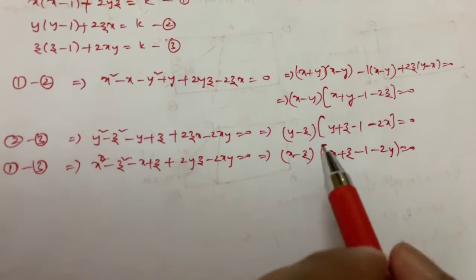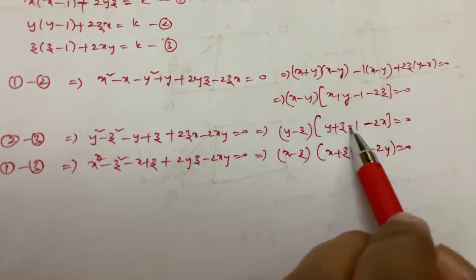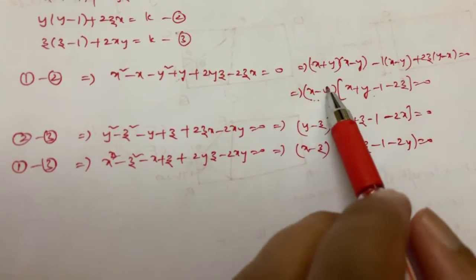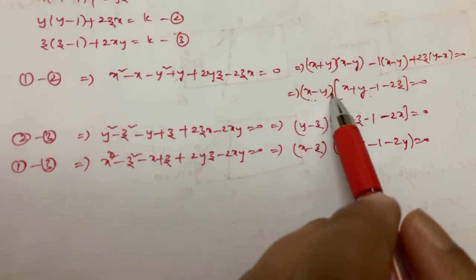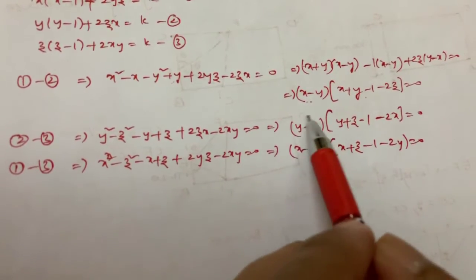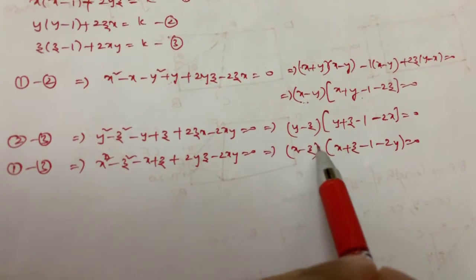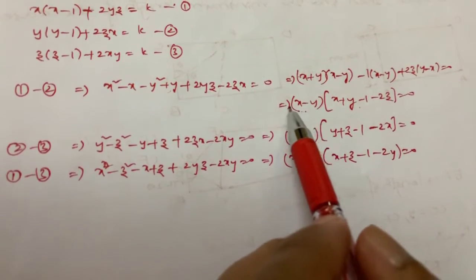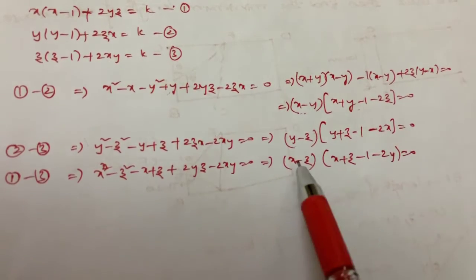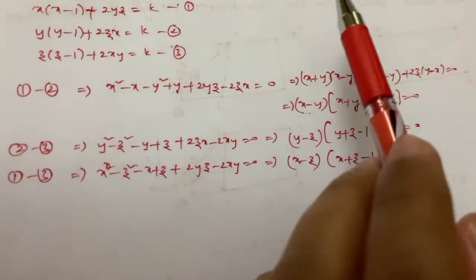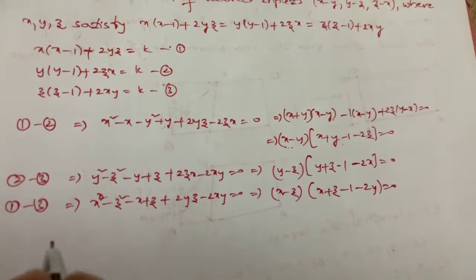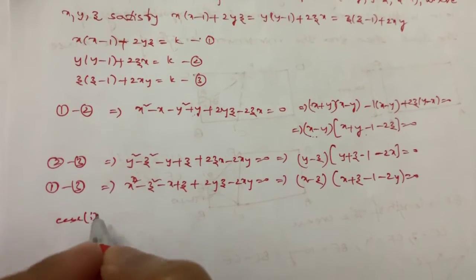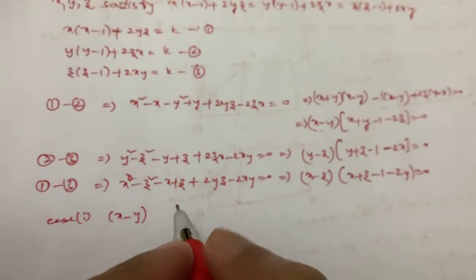So here we have a times b, a times b, a times b, like that. First, either this is 0 or this is 0. If this factor is 0, we get x equal to y. Here if this is 0, we get y equal to z. If this is 0, we get x equal to z. So if all these are zero, then x − y = 0, y − z = 0, x − z = 0. So one solution will be (0, 0, 0). This is case 1.